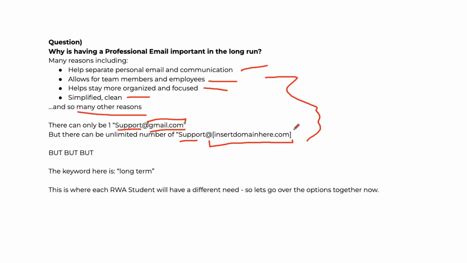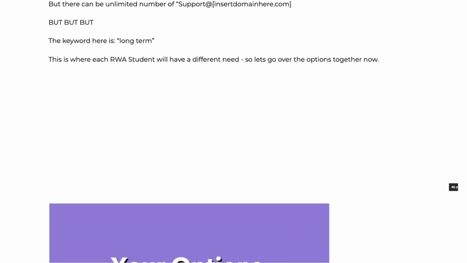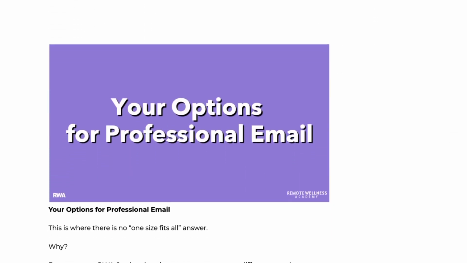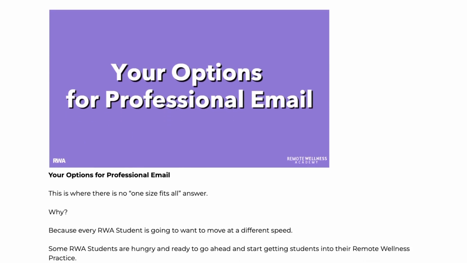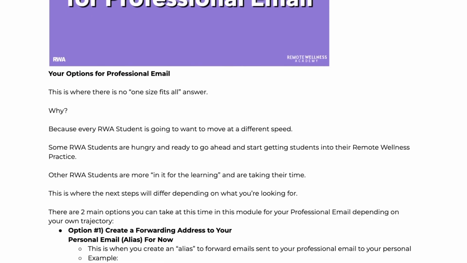This is where each RWA student is going to have a different need depending on where you are at in your journey. We talked about this in the overview of this module, that different students are going to be coming inside of this module at different paces. So we have to start going over the differing options that we can explore based off of your need right now as a remote wellness practitioner. Let's talk about your options for professional email, because there is no one size fits all answer. Why? Because every RWA student is going to want to move at a different speed.